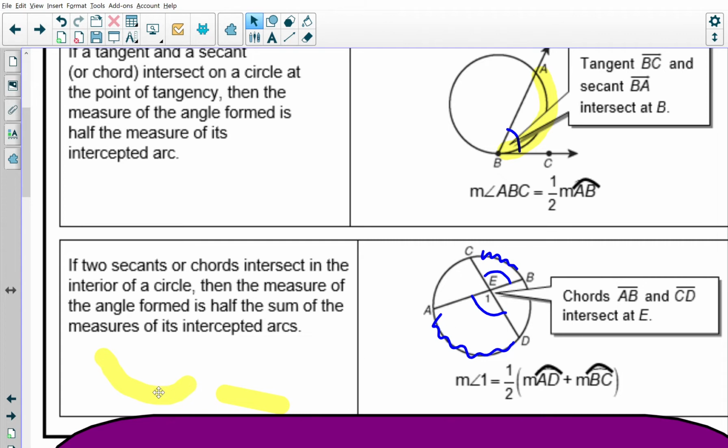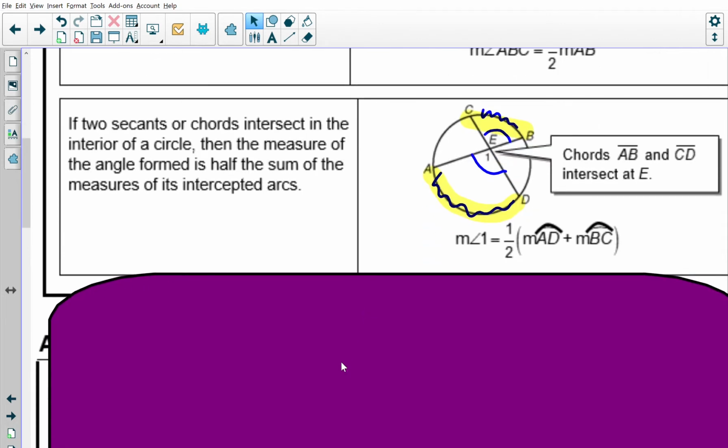Then what you're going to do here is take these arc measures, AD and BC, the ones opposite are congruent vertical angles. Notice the angles are congruent, but the arcs are not. So we're going to add those two up, cut it in half.